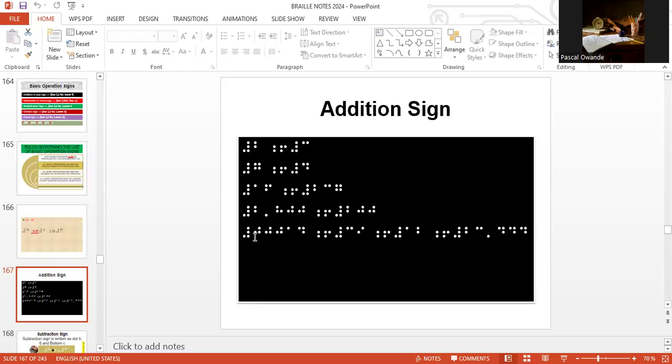And finally, we have 0.4 plus 39 plus 12 plus 23,444.